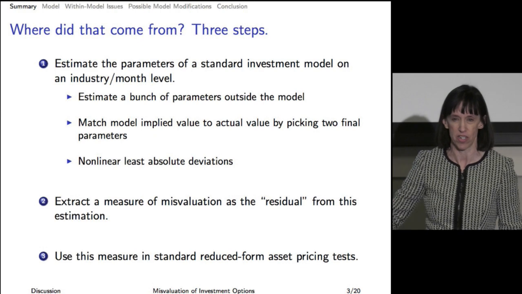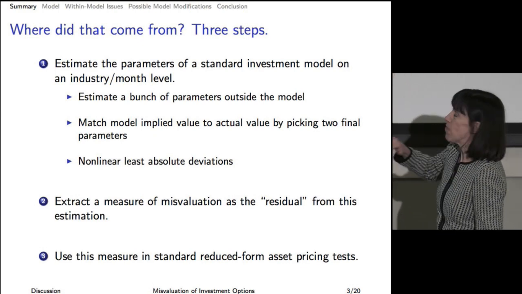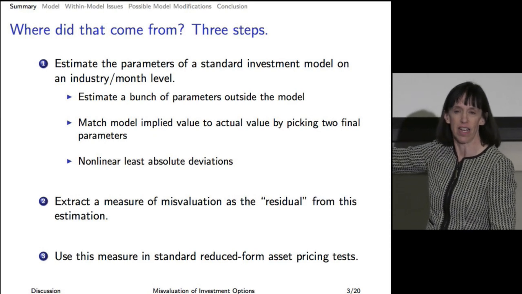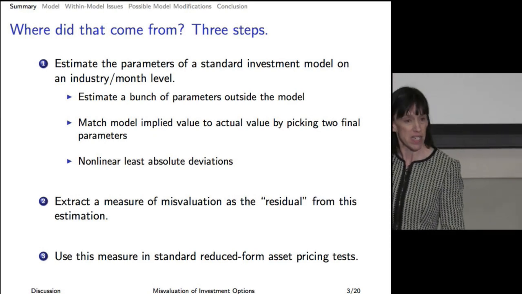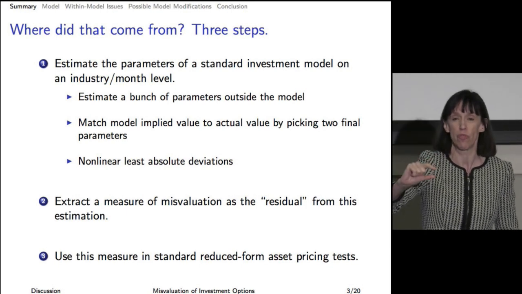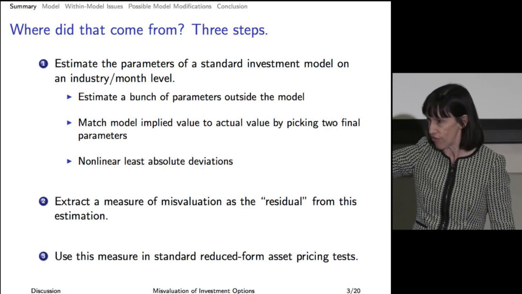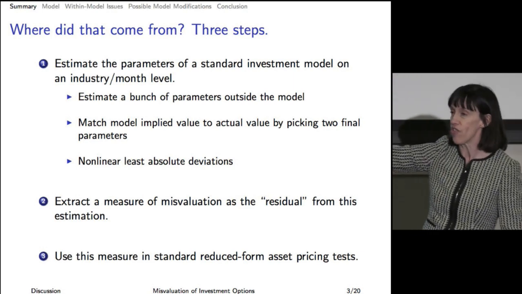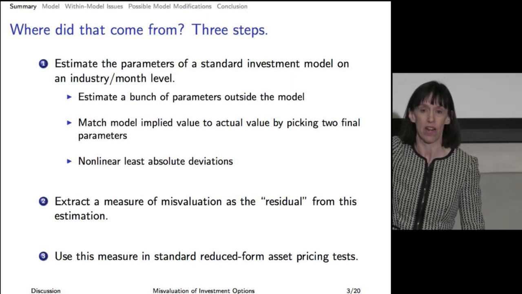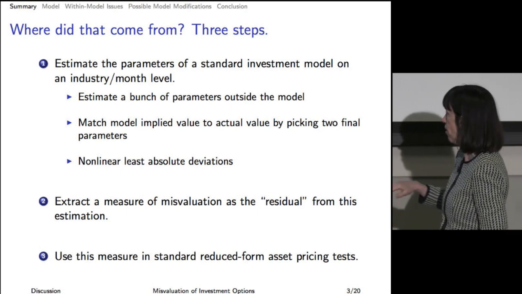That part's not that high tech at all. And that seems like a sensible thing to do. I have no problem with that. You'd think I'd get all picky about that, but no. The measure of misvaluation then is this residual from that last estimation, and it's for each firm in an industry, and then each of those estimations is done per industry per month. So there's a lot of stuff going on here.